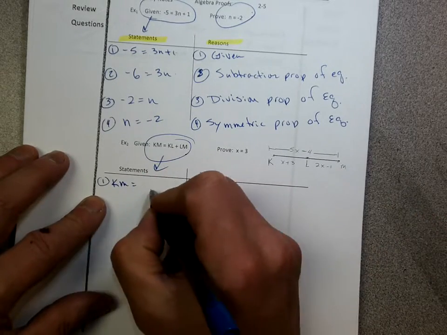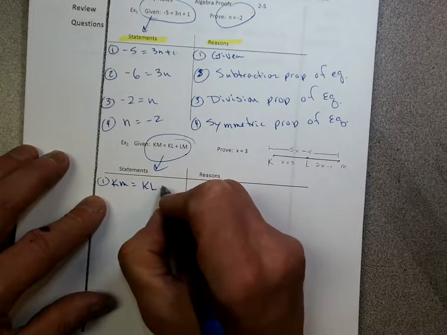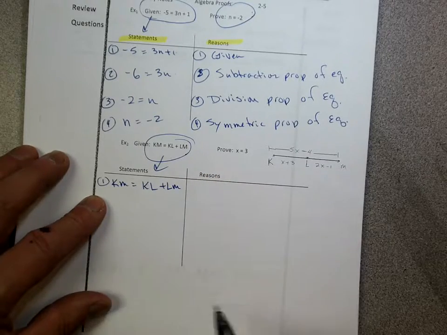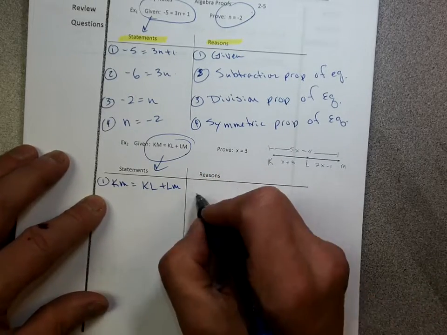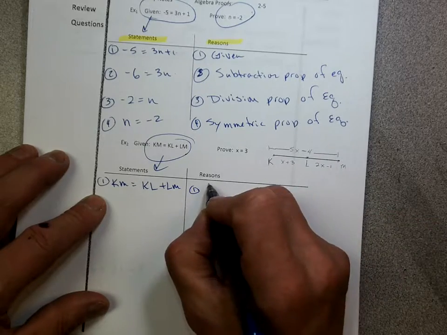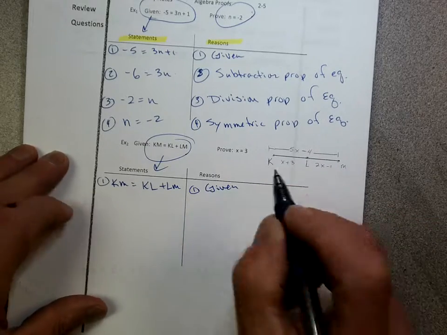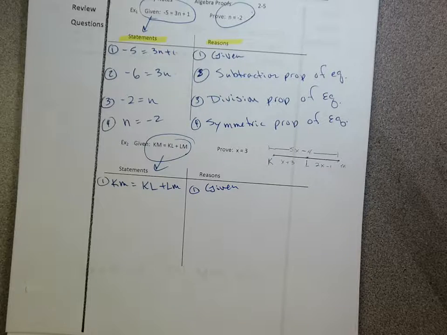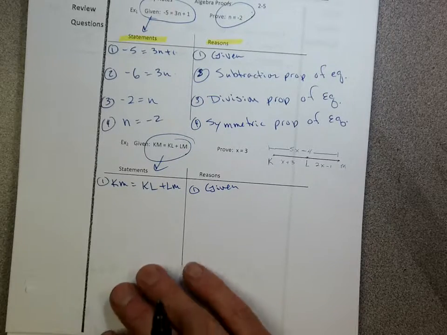KM equals KL plus LM. That's always the first step you write, is the given. And the reason for that, it's given. So no one should miss step 1. No one, right, Jade? Nobody should ever miss step 1 on any proof, okay?